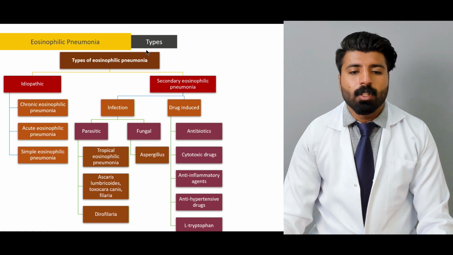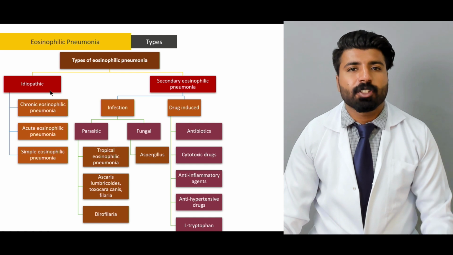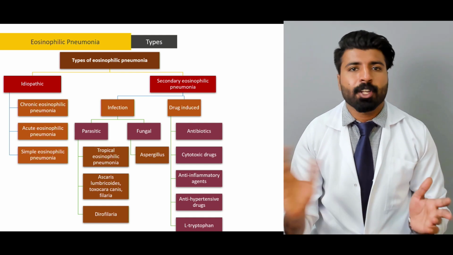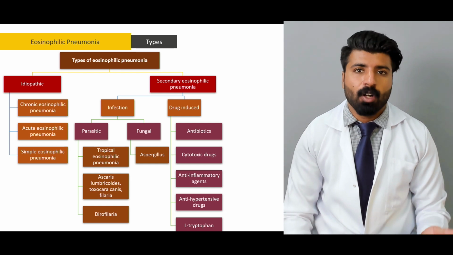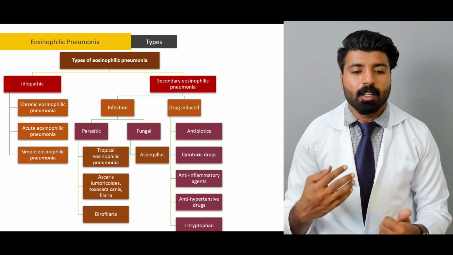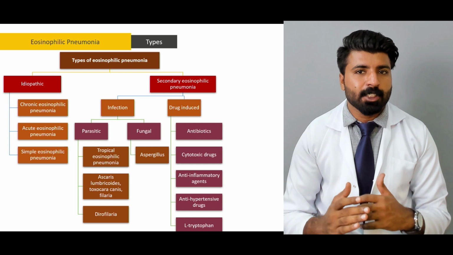So now we know there are two kinds of eosinophilic pneumonia actually. First are idiopathic, where we don't know the cause. Some are acute, some are chronic. Acute will take care of itself, chronic will not. We will have to interfere with some kind of modality. Then there comes simple eosinophilic pneumonia, which contains all the symptoms, but it doesn't complicate things for us.